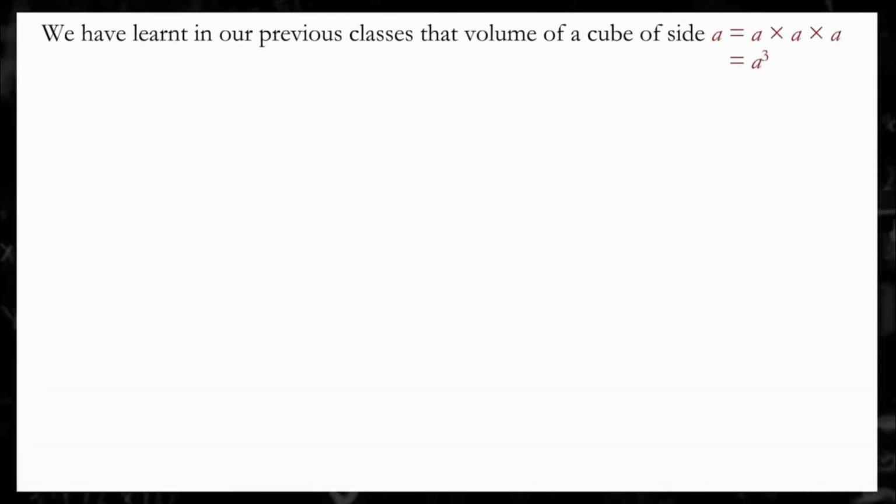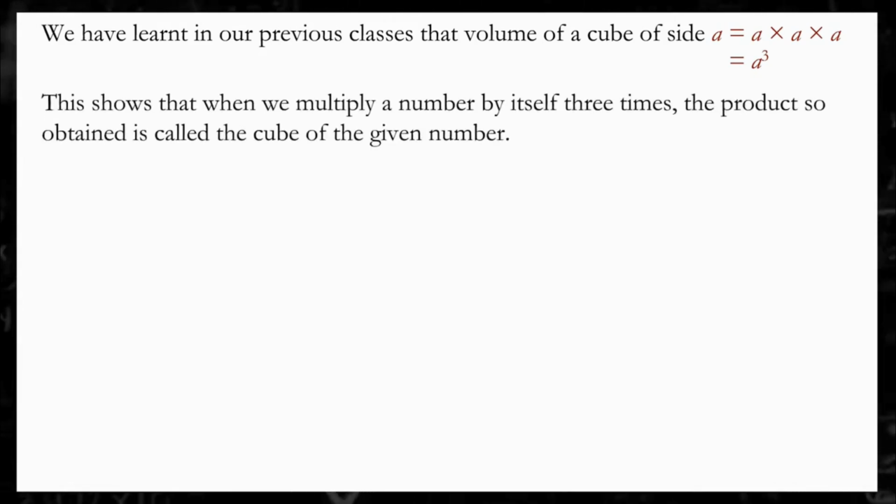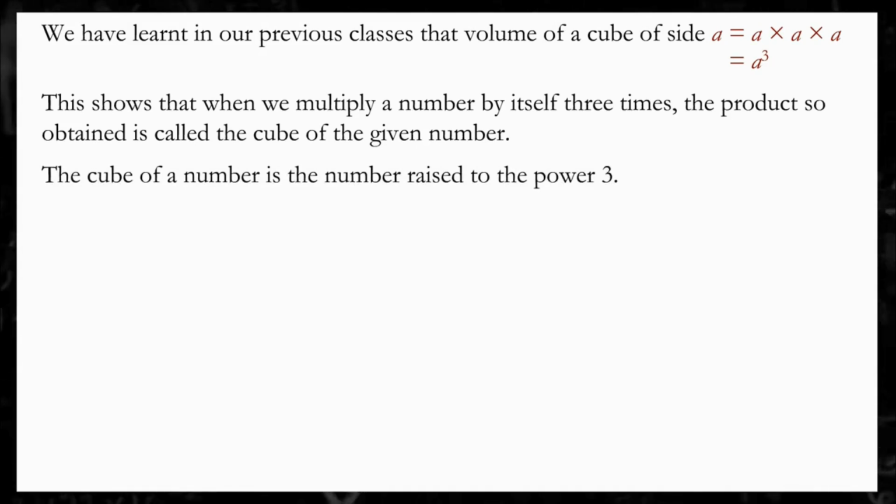Cubes. We have learnt in our previous classes that the volume of a cube of side a is equal to a into a into a, which is equal to a cube. This shows that when we multiply a number by itself 3 times, the product so obtained is called the cube of the given number. The cube of a number is the number raised to the power 3.